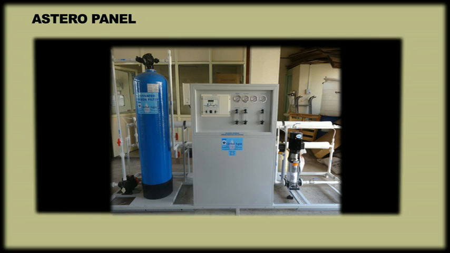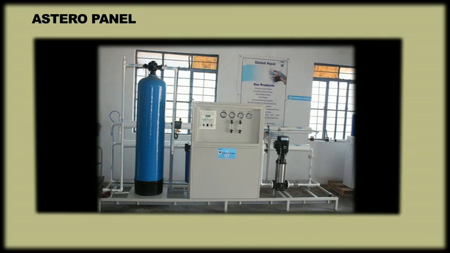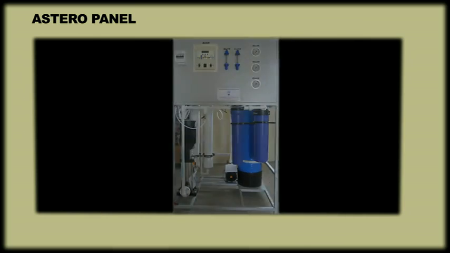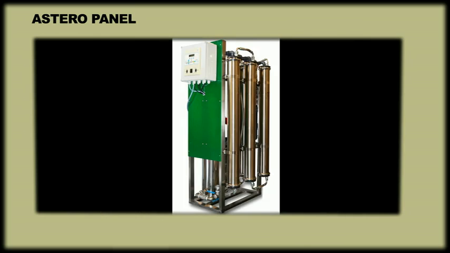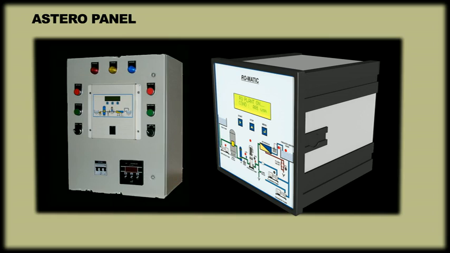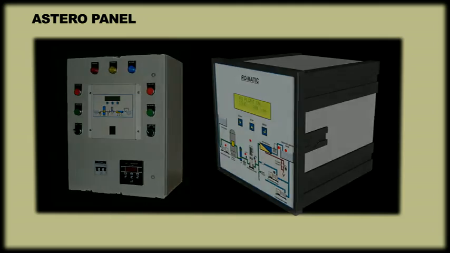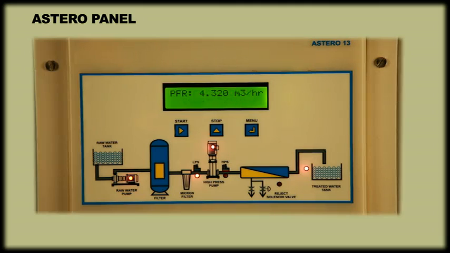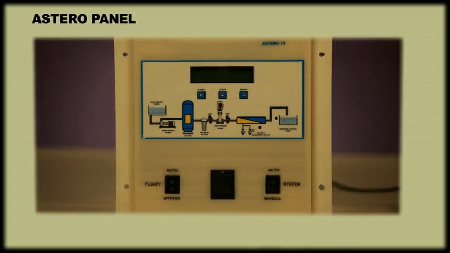These panels can easily support plants right from commercial ROs of 100 litre per hour to industrial systems up to 5000 litre per hour. With the option of controllers, we can offer custom-built panels for any capacity RO system. Our standard Astero panels are packed with a whole lot of features which easily makes them the obvious choice of any system integrator. Now let us see why Astero is the preferred choice of panel.